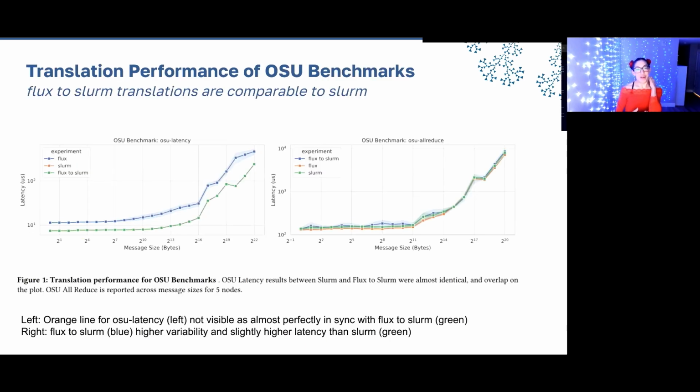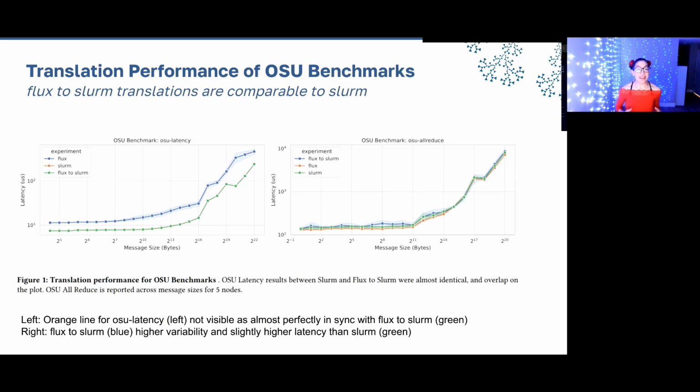Here's another example for the OSU benchmarks. We were asking the agent to take a command for one workload manager, in this case Flux, and translate it to Slurm. What we want to see is that the actual performance of the Flux to Slurm translations is comparable to Slurm. And that's what we see. In the plot on the left, there is an orange line. The orange line is actually under the green line. So Slurm is underneath the Flux to Slurm, which tells you that they were basically indistinguishable.